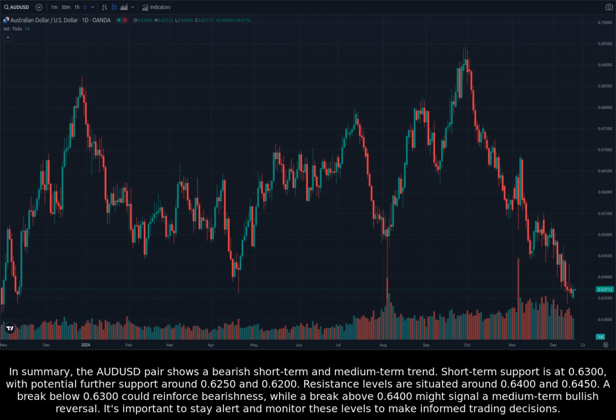A break below 0.6300 could reinforce bearishness, while a break above 0.6400 might signal a medium-term bullish reversal. It's important to stay alert and monitor these levels to make informed trading decisions.